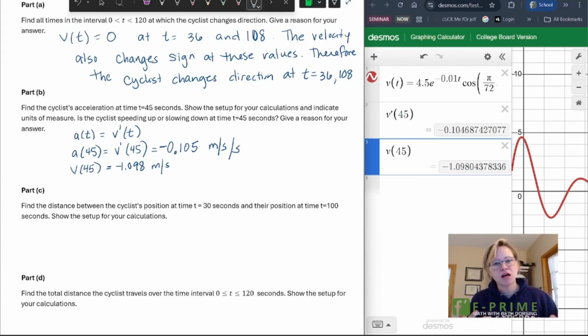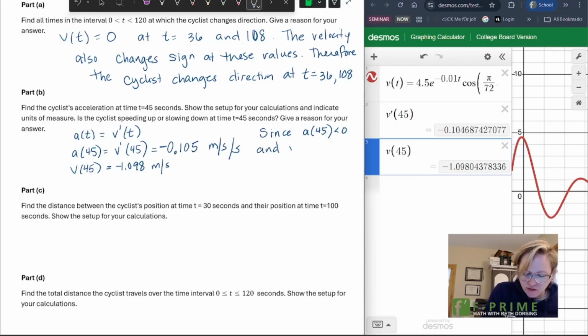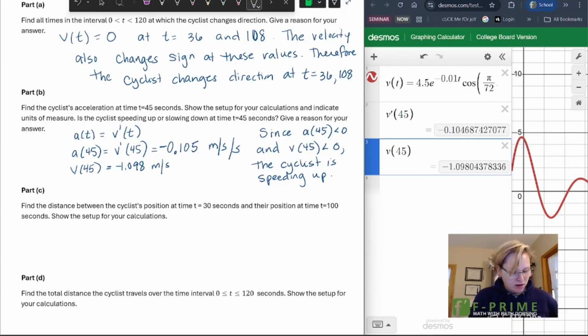When they have opposite signs, that means they're working against each other. So the velocity may indicate moving one way, but the acceleration is pushing in the opposite direction. That causes a slowdown of our object that's in motion. So here, we're going to say this. We're going to say since A of 45, we want to be specific, is negative, and V of 45 is also negative, the cyclist is speeding up. So velocity and acceleration have the same sign. All right, let's look at part C.